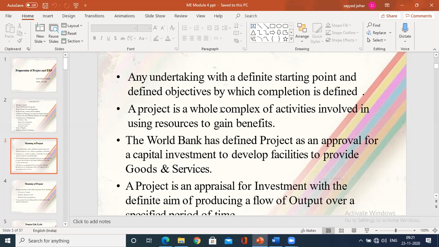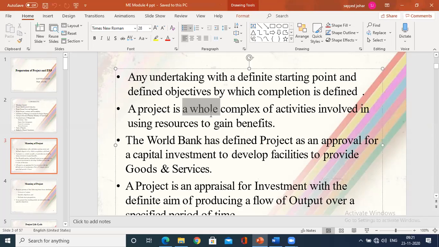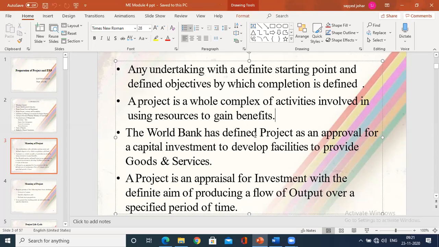So a project is a whole complex of activities involved in using the resources. So how do you use the resources to gain the benefits, right? So here is an example. The World Bank has defined the project as an approval for a capital investment. There are big projects with respect to management, like how do you release a capital investment to develop the facilities, right? That is the definition of the World Bank. To the World Bank, a project is nothing but releasing the capital in order to execute the project.